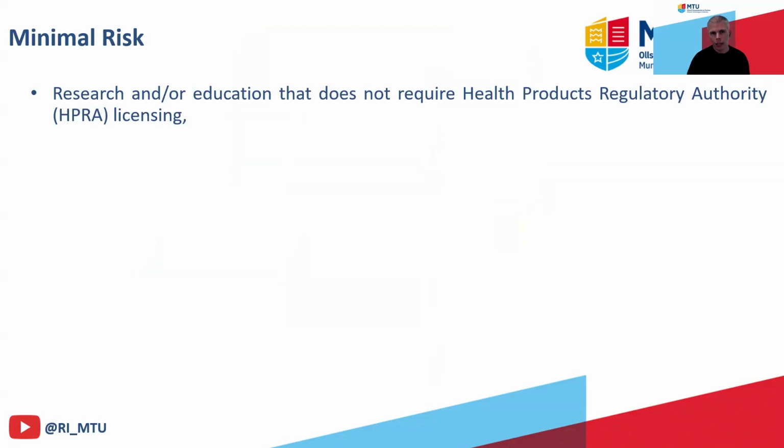So if you're looking at engaging with animals and it does not require HPRA licensing, the Health Products Regulatory Authority, that would be a signpost that it would be minimal risk. That HPRA is the regulatory agency. Now I say may, and I purposely use the word may, because there can be instances where you may be engaging with animals that does not require HPRA licensing, but it still would be a full ethical review. That's why there's a may. But typically, if you don't require HPRA licensing, it is a sign that you're moving into the minimal risk category. There are a couple of exceptions to that.